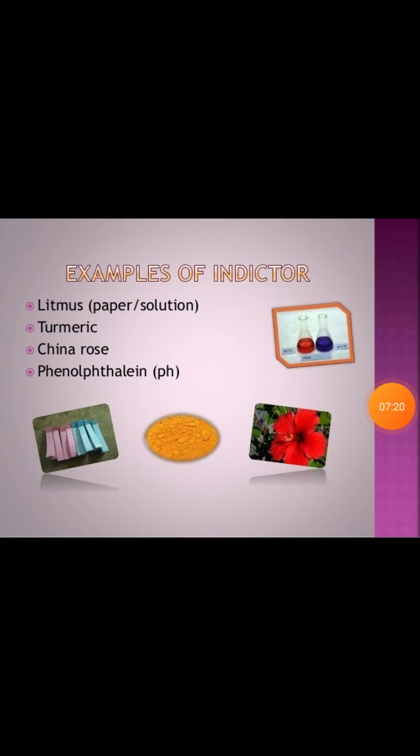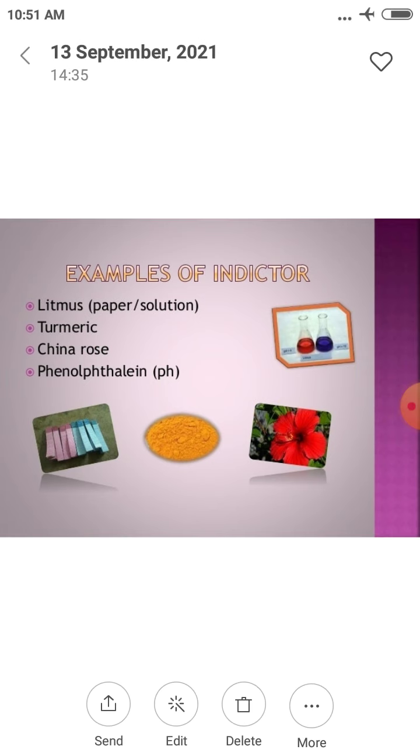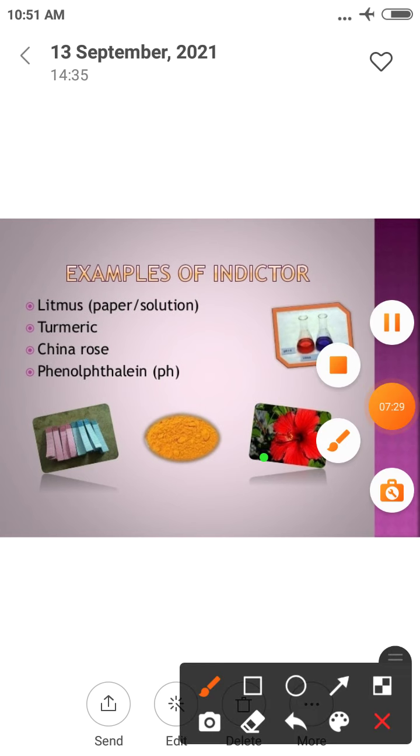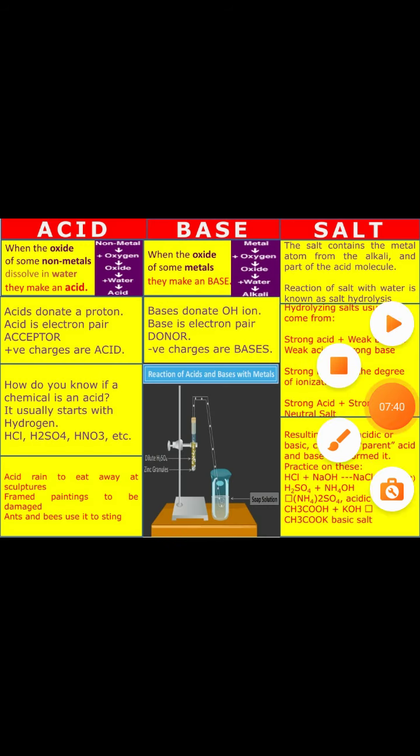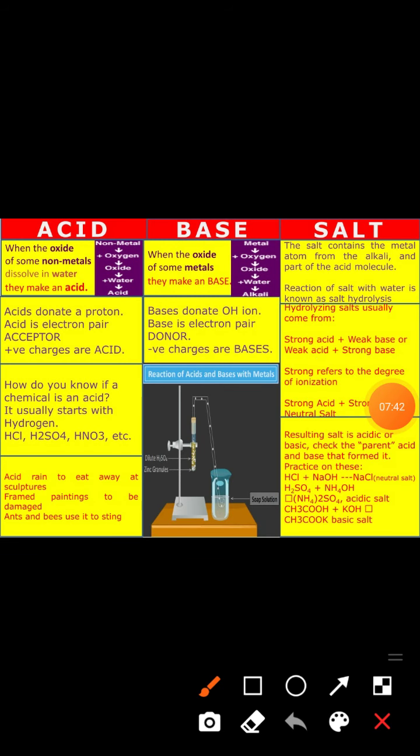Here are the examples of indicators, children: litmus paper, China rose, hibiscus, turmeric powder, phenolphthalein and litmus paper. So these are the examples of indicators. Here the salt is produced. The salt contains the metal atom from the alkali and part of the acid molecule. The reaction of salt with water is known as salt hydrolysis.